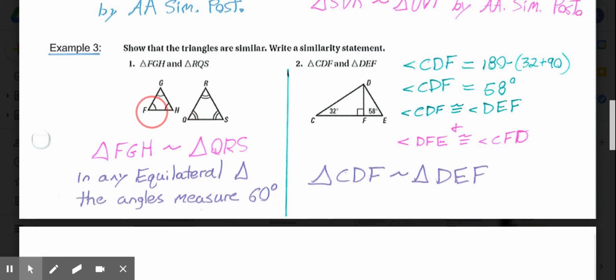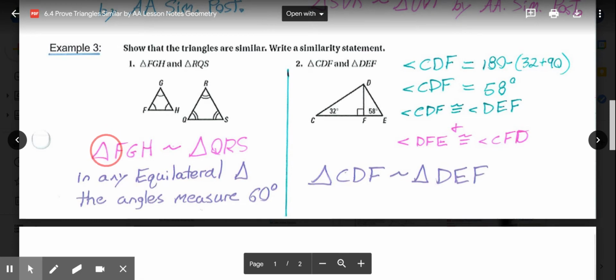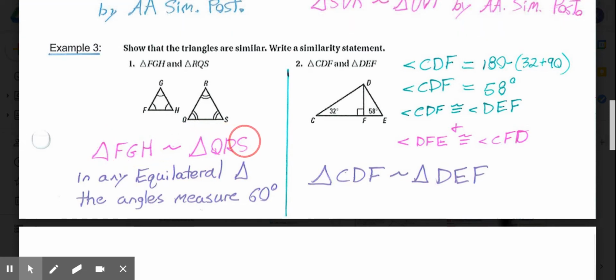So I know angle F would be congruent to Q, H congruent to S, and G congruent to R. It doesn't matter how I match these up because they're equilateral, equiangular triangles. They're automatically similar. So I could just say triangle FGH is similar to QRS. If I had said triangle HFG, then I could have said triangle SQR.